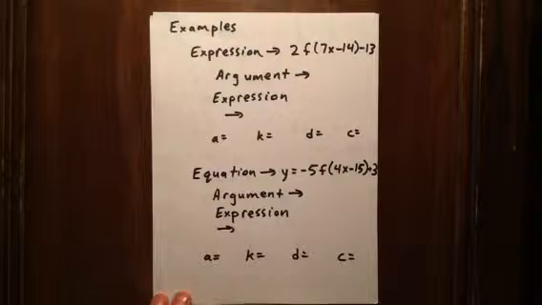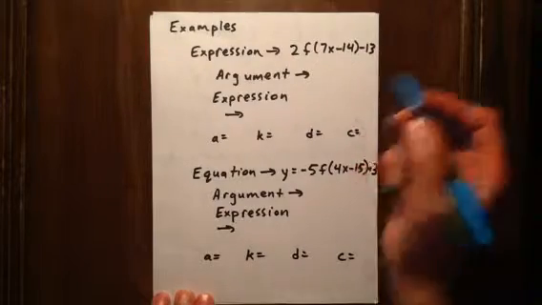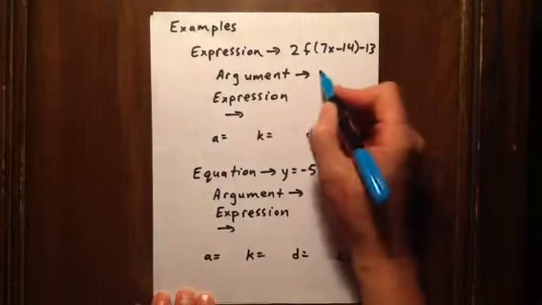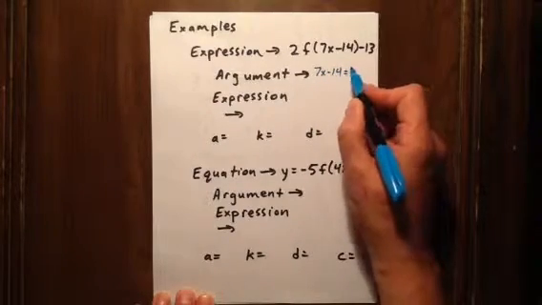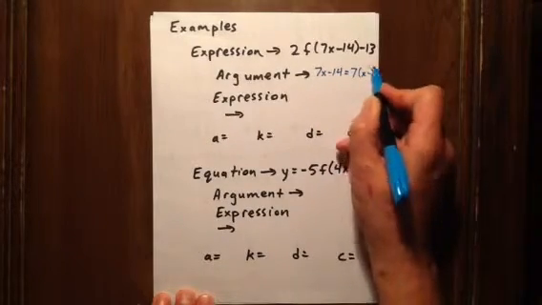So for example, we have the expression 2f of 7x minus 14 minus 13. Well, the argument is 7x minus 14, and that's really the same as 7 bracket x minus 2.